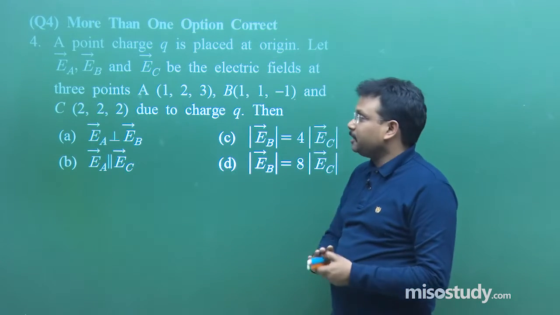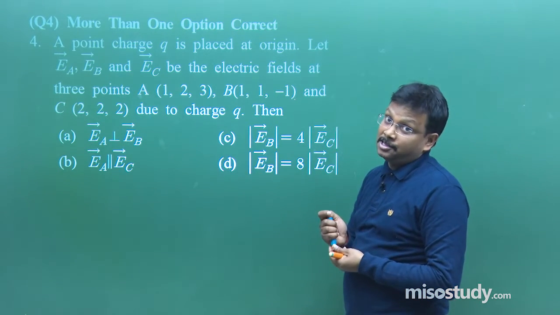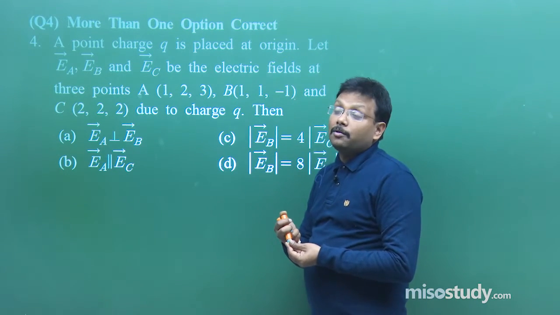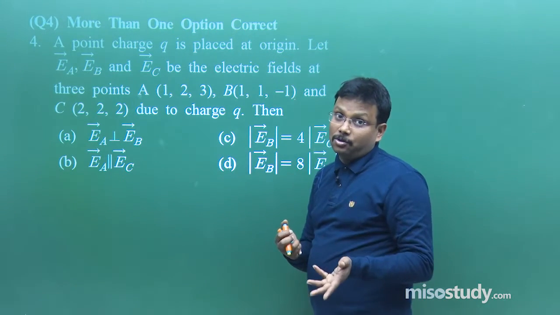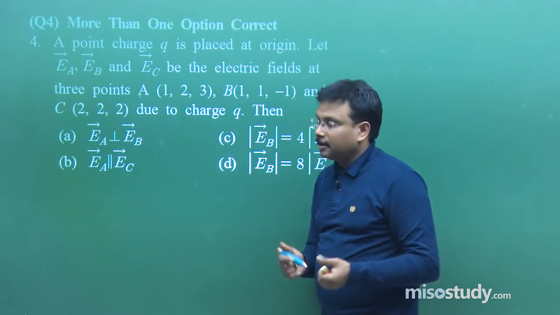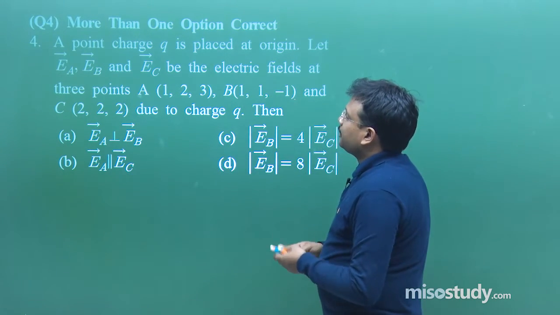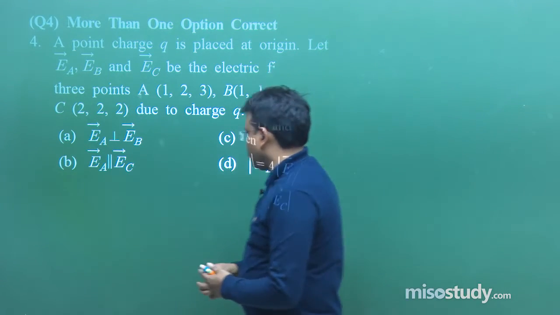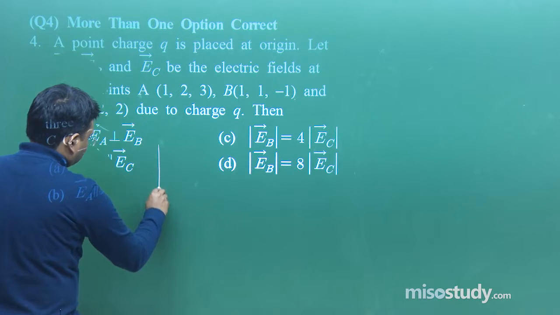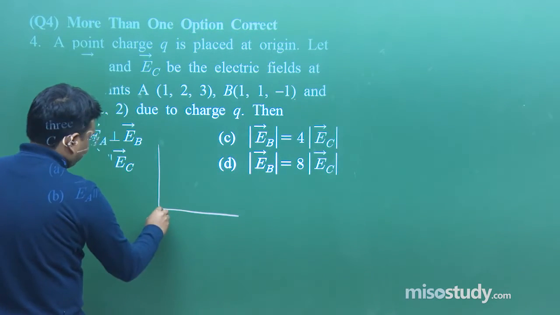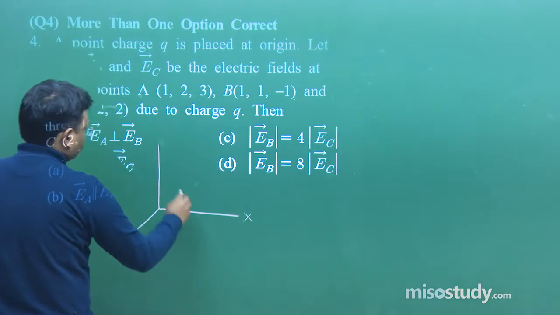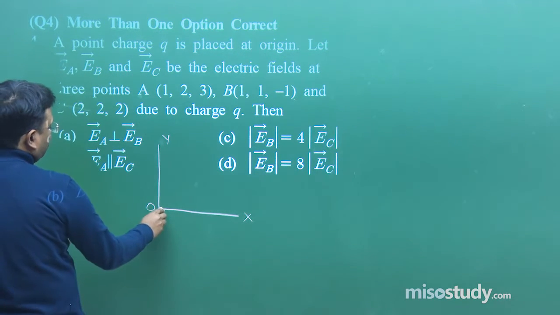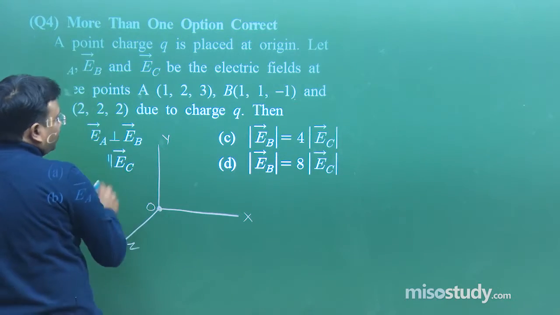So, please do not commit this mistake, at least in JEE Advanced stage exam, where every mark counts a lot, not only every mark, where point marks are also calculated like this. So, let us consider the problem. A point charge q is placed at origin. Okay, no problem. Point charge is placed at origin, fine.